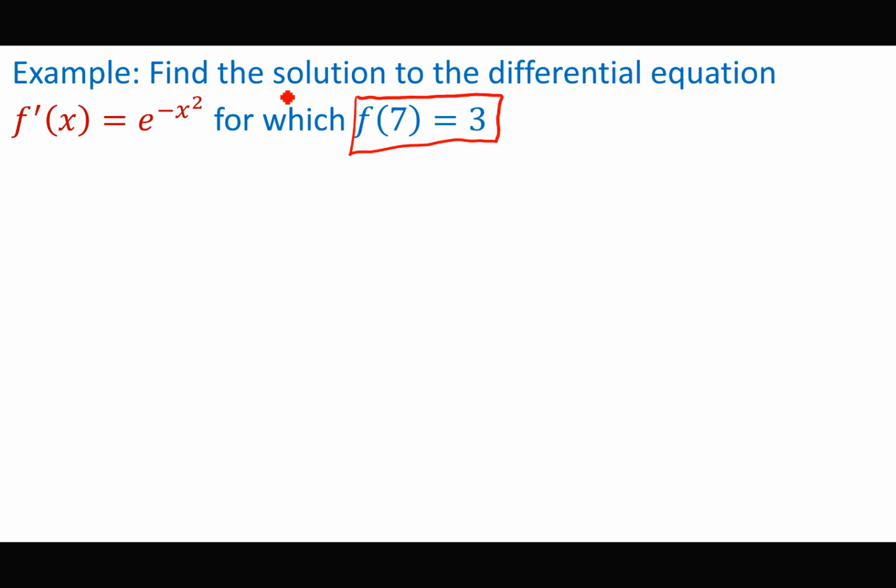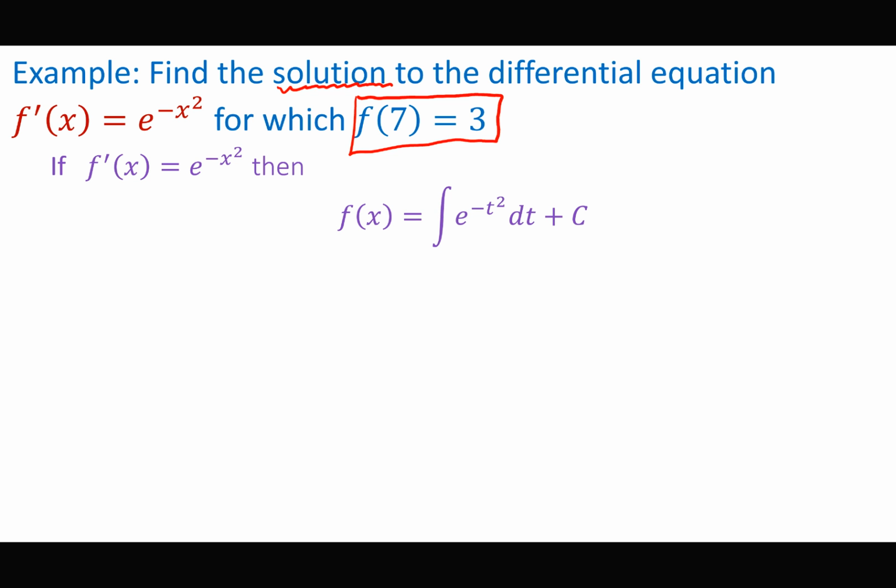So they only said find the solution without writing it out explicitly. We need to find the particular solution. We're not going to have any plus c. If they give us an initial condition, we're not going to have a plus c to go along with it. Okay? Well, if f prime of x is e to the negative x squared, if I wanted to find f of x, I would have to integrate.